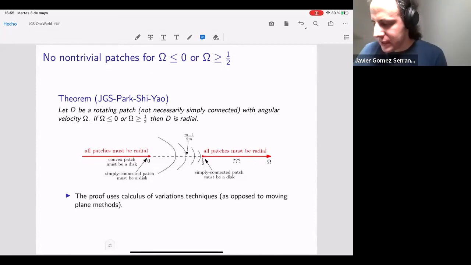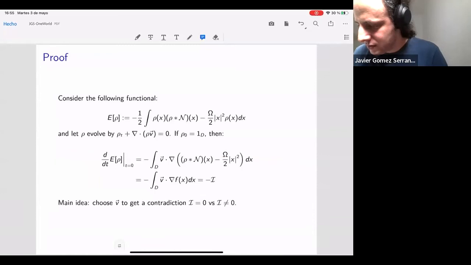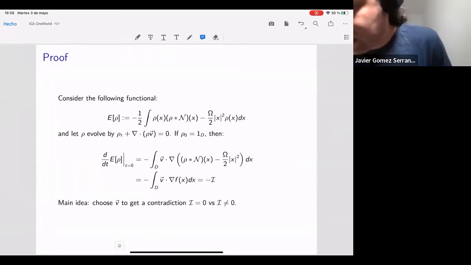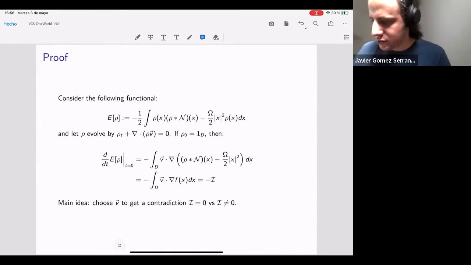And the proof uses calculus of variations techniques, as opposed to previous proofs that were using moving planes. This is where we can take advantage of this and overcome the obstruction of the F that I mentioned before being possibly different constants on the different components. Okay, so I'm doing pretty badly on time. I'm going to keep moving a little faster. The proof, I'm going to summarize, is a short proof.